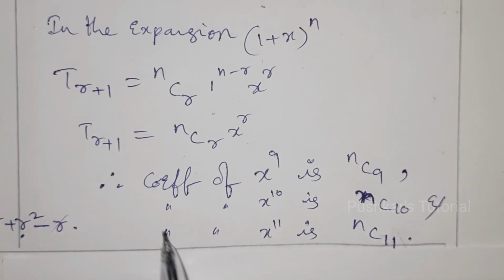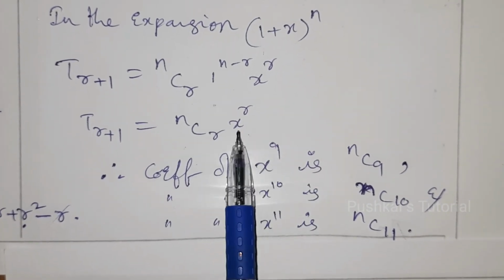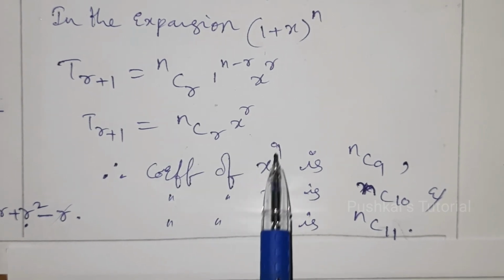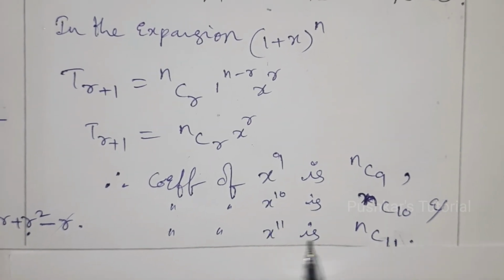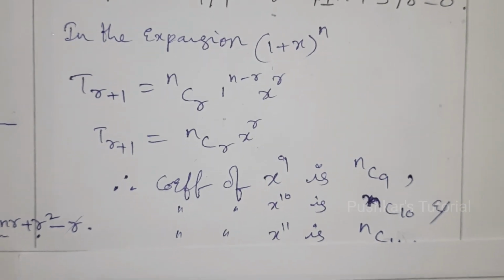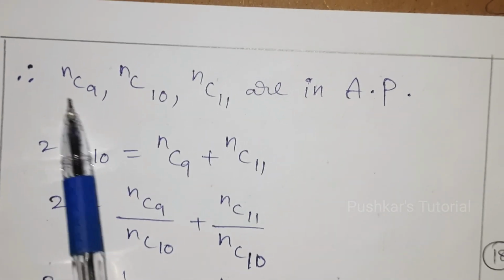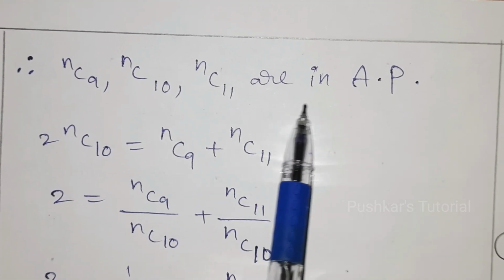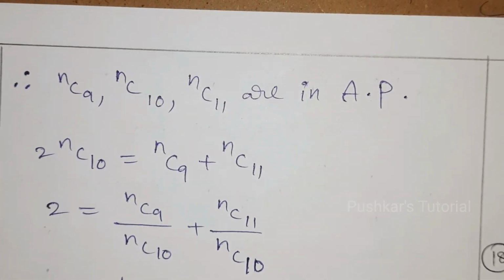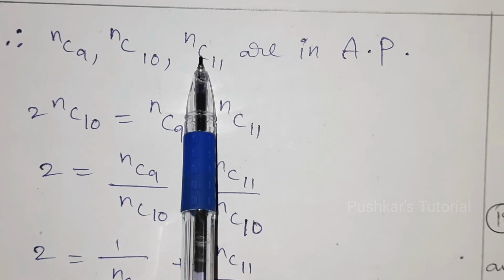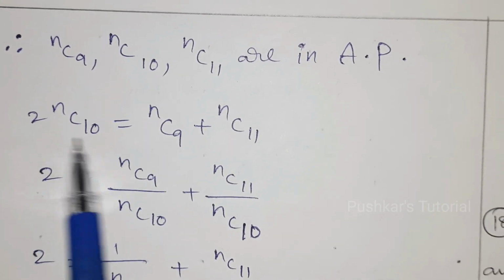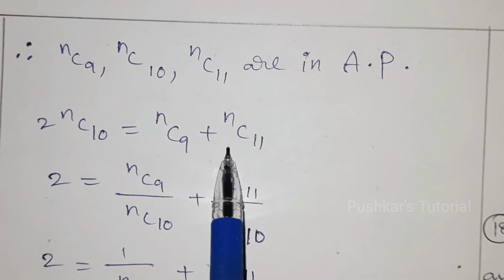So coefficient of x power 9 is what? x power r means nCr, x power 9 means nC9, 10 means nC10, 11 means nC11. So what is given in the question: nC9, nC10, nC11 are in AP, arithmetic progression, means 2 into the middle term is equal to the first and last addition. So 2 into nC10 is equal to nC9 plus nC11.